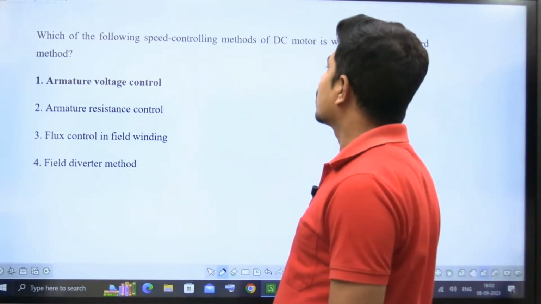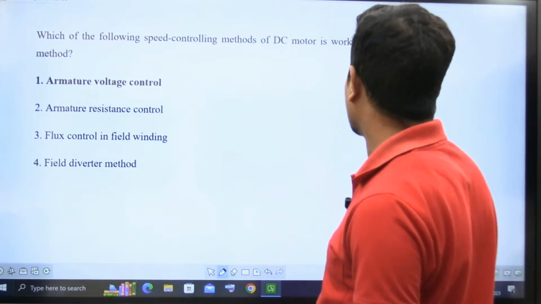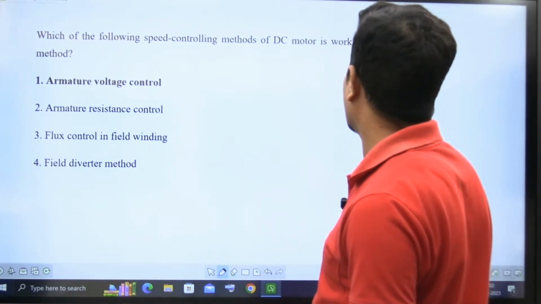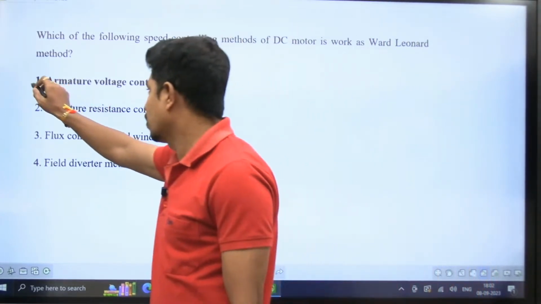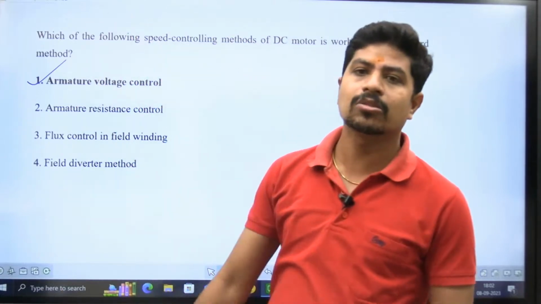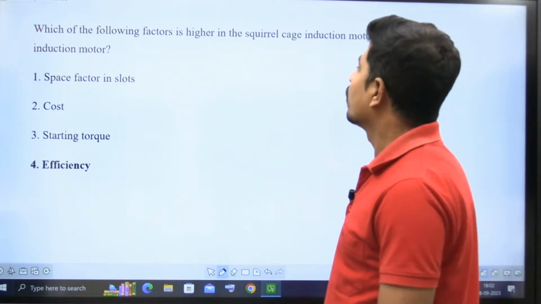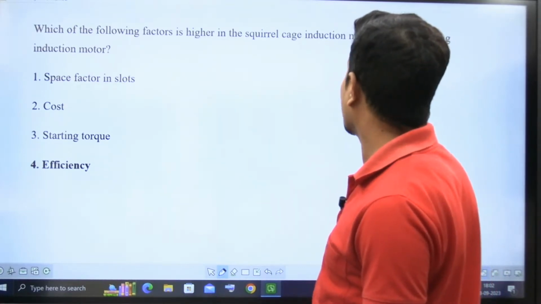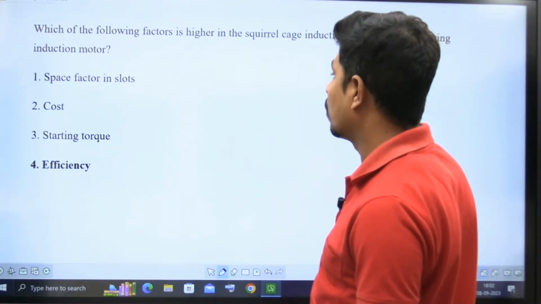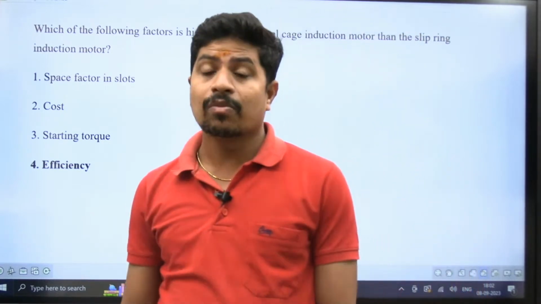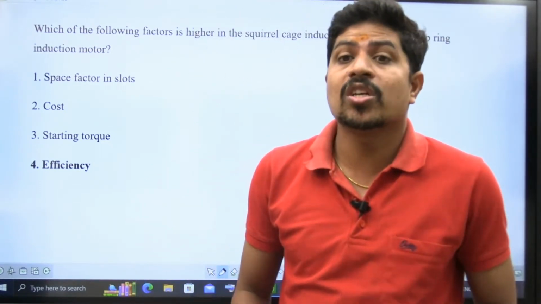Next question. Which of the following speed controlling methods of a DC motor works as the Ward-Leonard method? Armature voltage control. This is a direct question, no more explanation required. Let's go to the next question. Which of the following factors is higher in the squirrel cage induction motor than the slip ring induction motor? You know, the squirrel cage induction motor is more efficient and more robust.